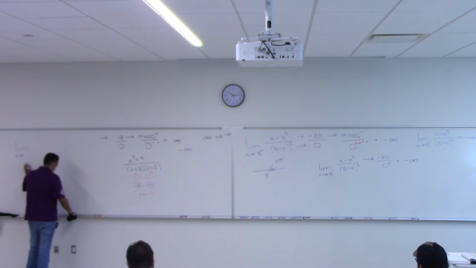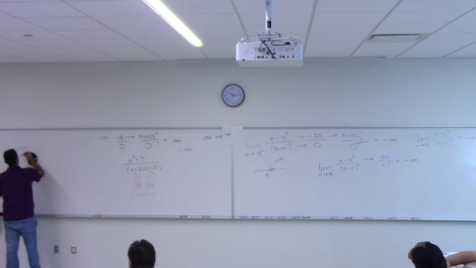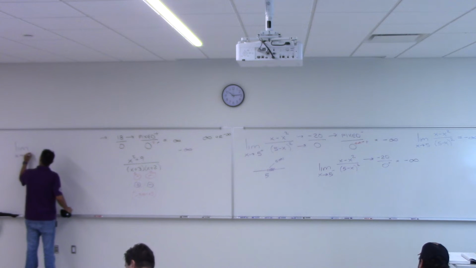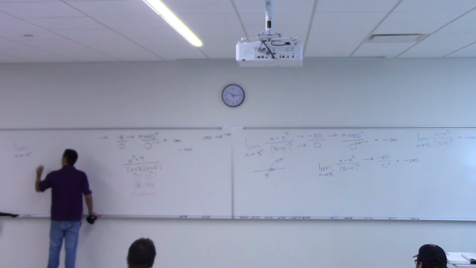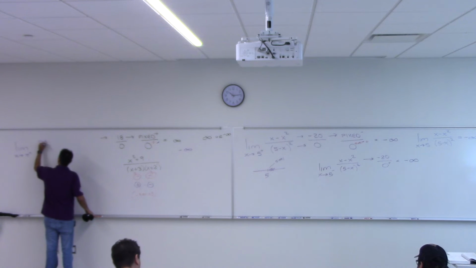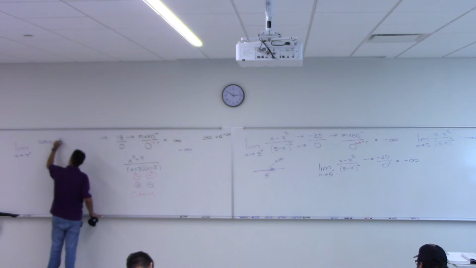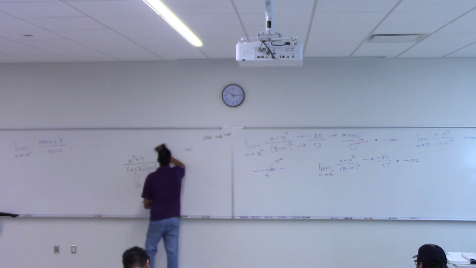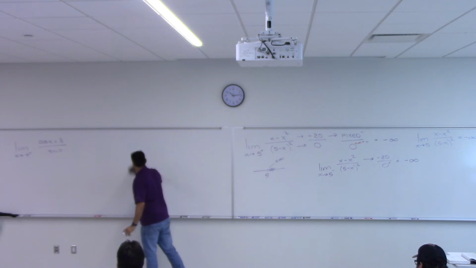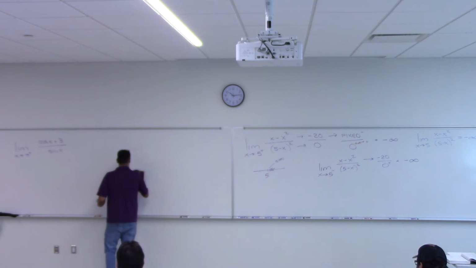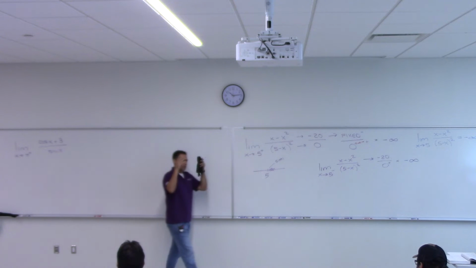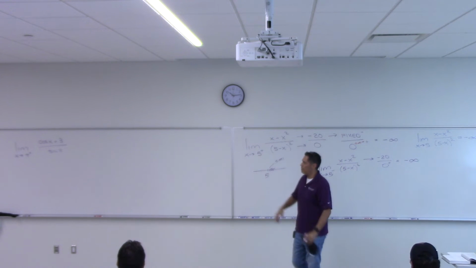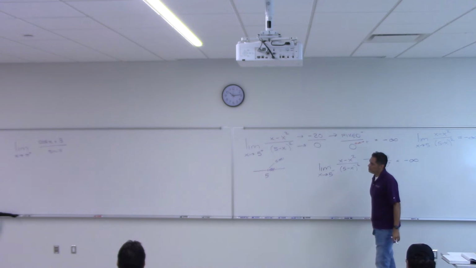How about the limit as x approaches pi from the right of cosine x plus 3 over sine x. All right, so I'm throwing some trig in here now for you. This is why I was saying we can't just focus on rational functions. We have to be willing to open up our minds to other things.